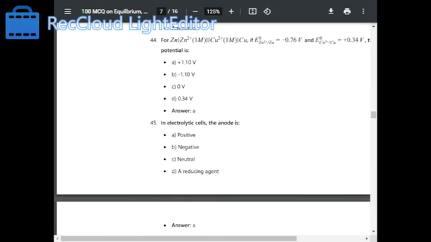In an electrolytic cell, the anode is option A positive, option B negative, option C neutral, option D reducing agent. The correct answer is A, positive. In an electrolytic cell, the anode is positive.